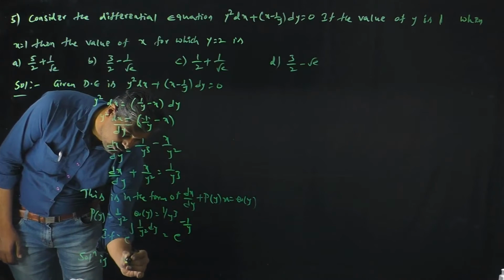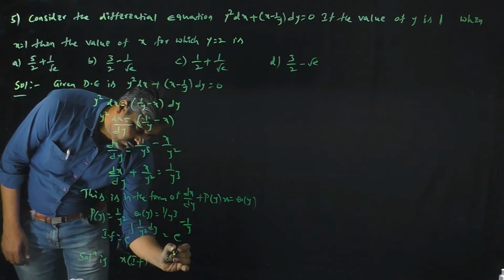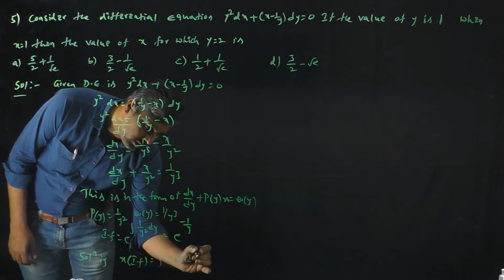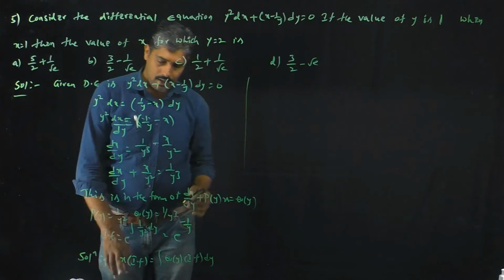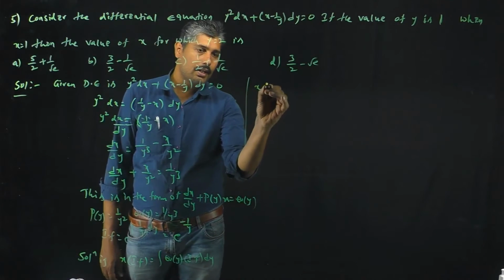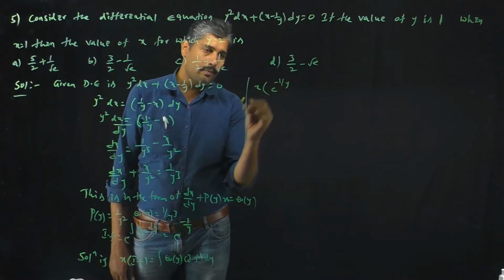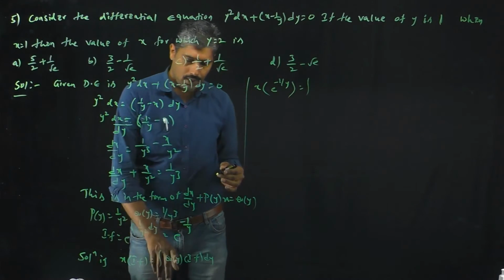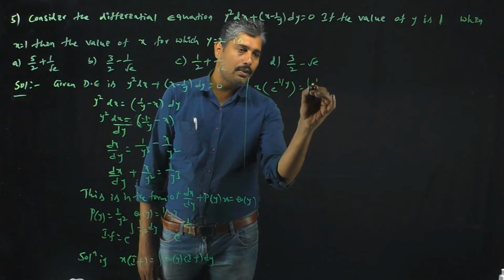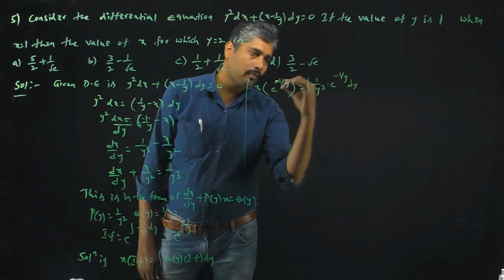x into IF equal to integral q of y into IF dy. Then we get x into integrating factor e power minus 1 by y equal to integral q of y, which is 1 by y cube, into e power minus 1 by y dy.